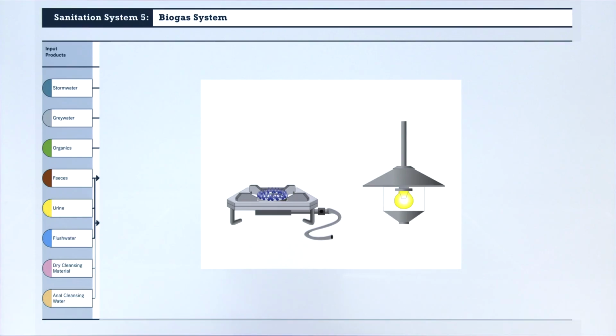The biogas system is designed with the goal of producing biogas for use in cooking or lighting. This, like the previous system, would be chosen if there was a specific need for the use of the end products, but care must be taken to ensure that the right technologies are selected and organized before.